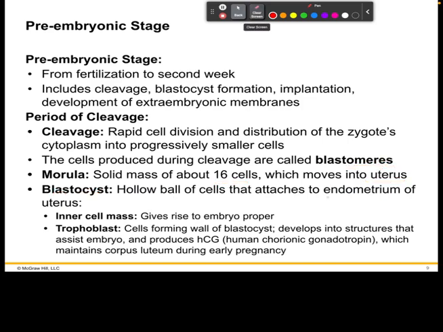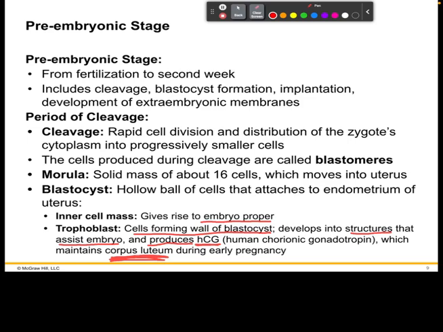Specifically, when we look at this blastocyst, the inner cell mass is going to give rise to the embryo proper, where the trophoblasts are going to form the blastocyst wall and develop eventually into structures that will assist the embryo. One major component here is it's going to produce HCG, which is going to be the hormone needed to maintain that corpus luteum that we discussed in the last chapter.